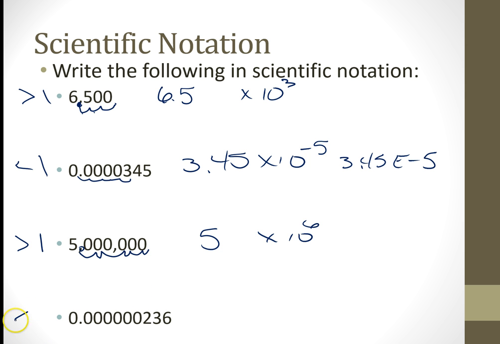Okay, and then this one is less than 1, so you're going to move the decimal 1, 2, 3, 4, 5, 6, 7 times: 2.36 times 10 to the negative 7. It's negative because it's less than 1, and you put the decimal between the 2 and the 3. You do not move it all the way to the end. You move it between the 2 and the 3. There's only allowed to be one number in front of the decimal.